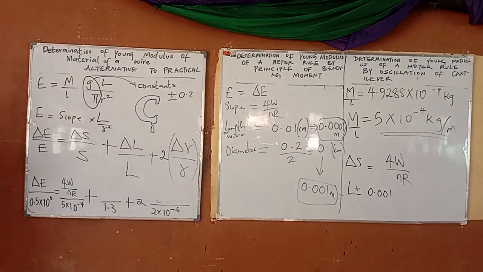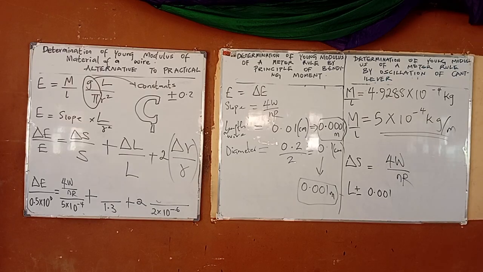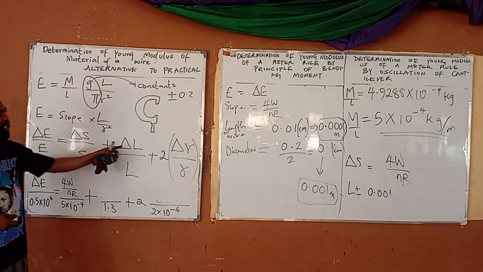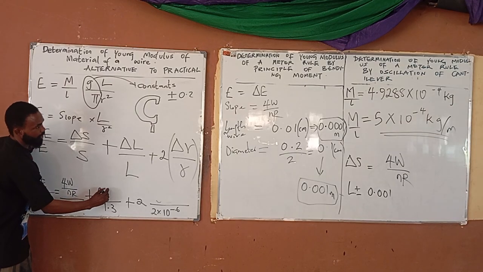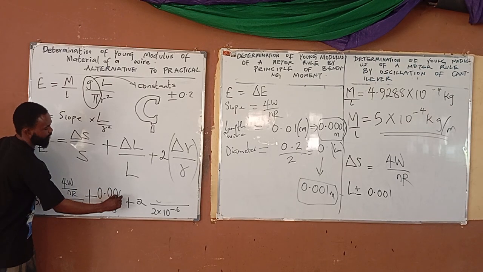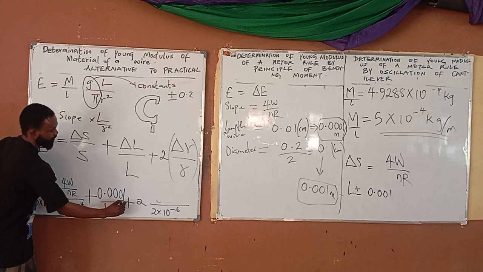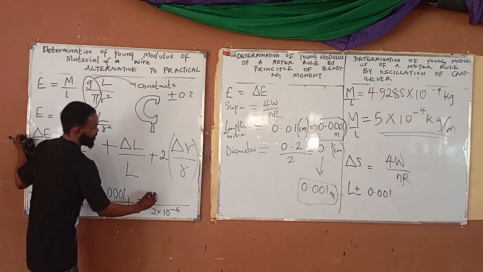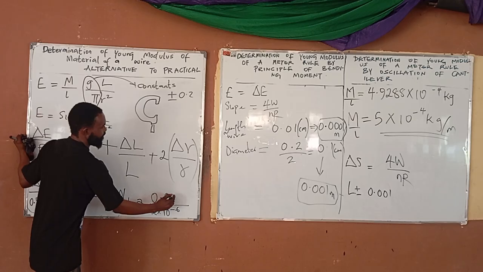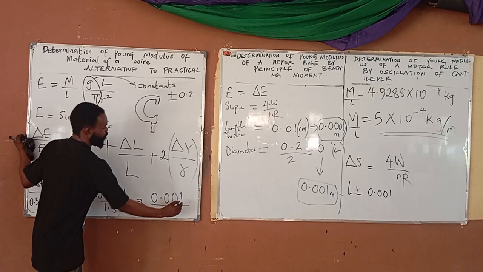So please, those confusions that we're having are as a result of the fact that we're trying to derive it ourselves. But the book already gave it to us. Okay, so I will come here for change in L. I'll have 0.0001. Then diameter, 0.001.